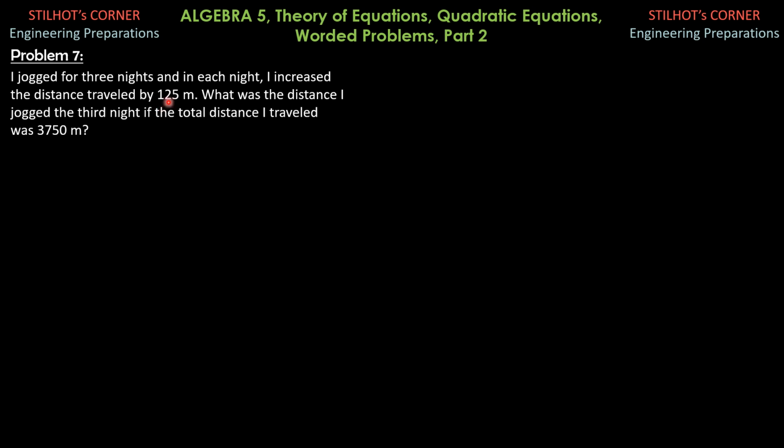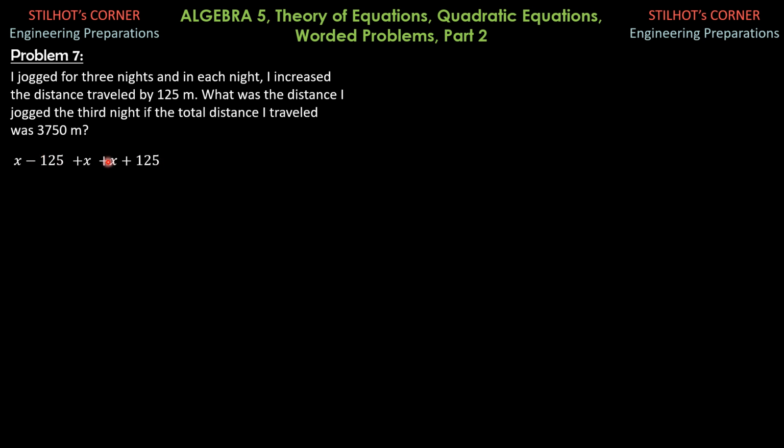So I call x minus 125 as the distance traveled the first night, this one. Then the second night, it should be x, so plus x. And the third night, which is in this question here, x plus 125. So after we solve for x, then I add 125. That's the answer to this problem.